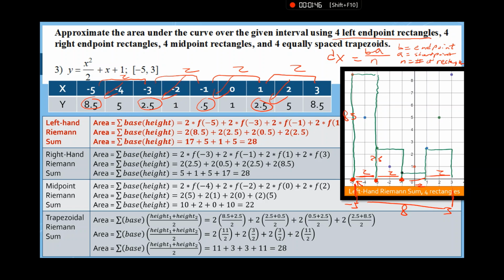Then at negative 1, height of 0.5 times my base of 2, and at 1, a height of 2.5 times my base of 2. So if I add all of that together, I'll get this. 2 by 8.5 is 17, 2 by 2.5 is 5, 2 by 0.5 is 1, and 2 by 2.5 is 5. So if I add all of that together, I get 28. Any questions on what we did for the left-hand Riemann sum?